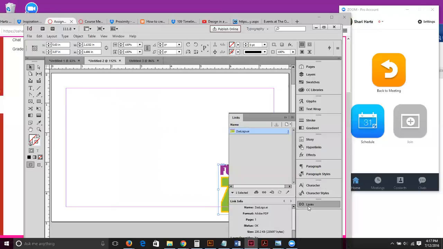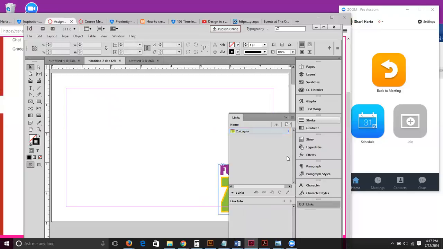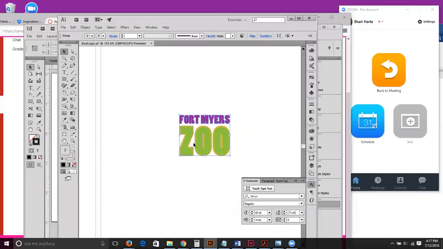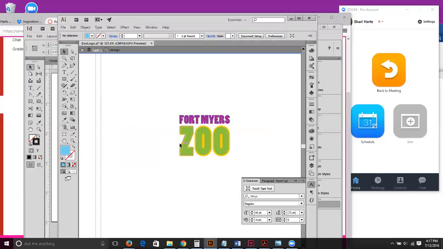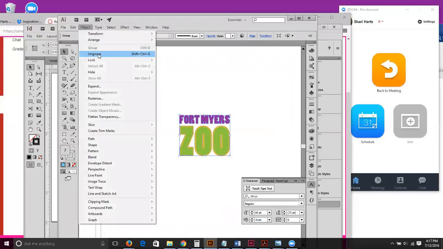If you go down here to links, and links won't show up in your thing, you'll have to go up to Window and grab Links. I added it to mine because I use it a lot. All right, so you'll notice I have the Illustrator file in here. So just watch this. See if I can just select that text. If it won't let me, I'll go to Object, Ungroup.